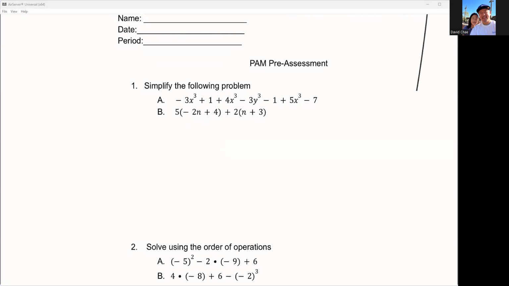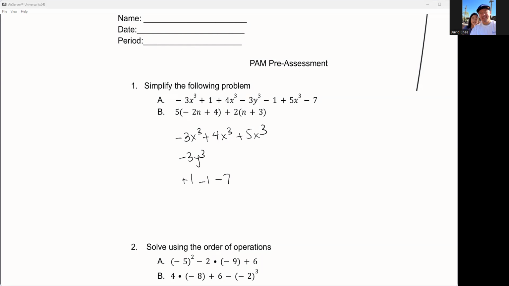Negative 3x, letter A: negative 3x cubed plus 1 plus 4x cubed minus 3y cubed minus 1 plus 5x cubed. If I'm you, I would just rearrange everything with like terms. I hit everything. 1, 2, 3, 4, 5, 6, 7. Yeah, I think I got everything.